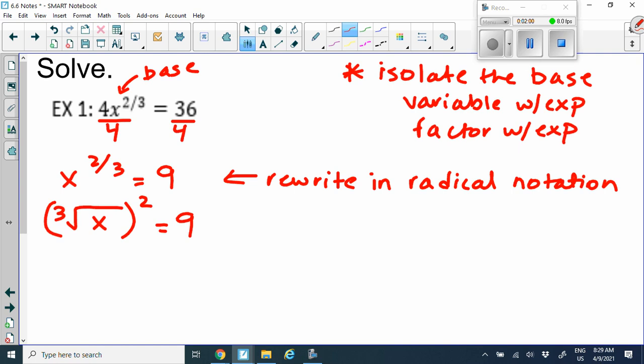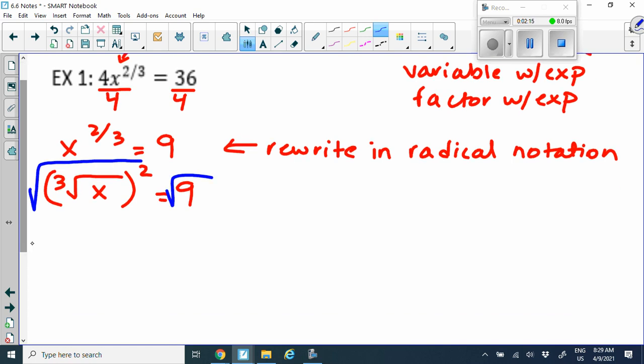Okay, so now, since we rewrote it in radical notation, we're going to get rid of our square and the cube root. The first step is to get rid of the square. Well, how do we get rid of a square? We use square root, so I have to square root both sides. So I now have the cube root of x equals, and anytime we take the even root, how many solutions do we get? We get 2, so don't forget that. That is also something you learned at the very beginning of this unit. So the square root of 9 is going to be plus minus 3.